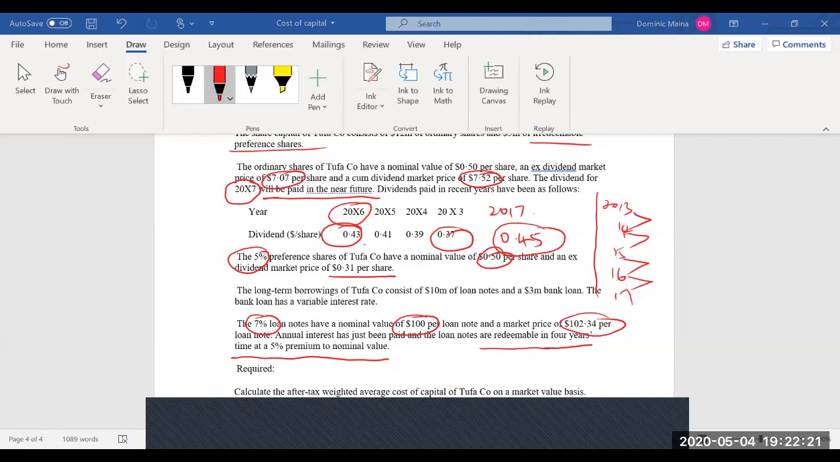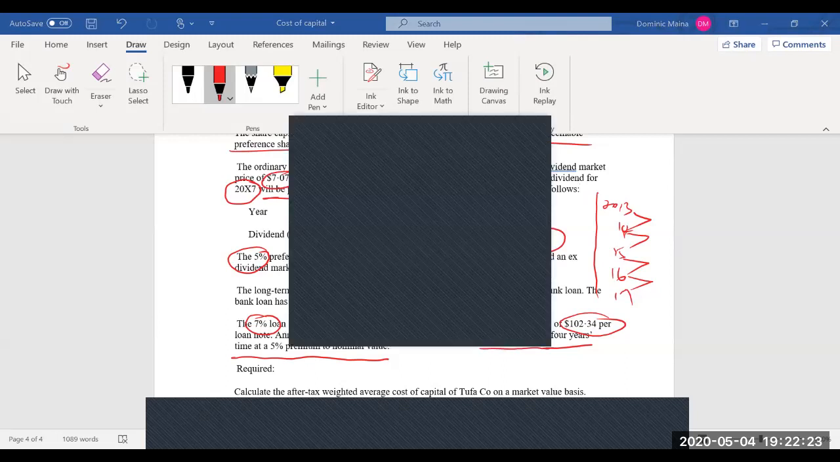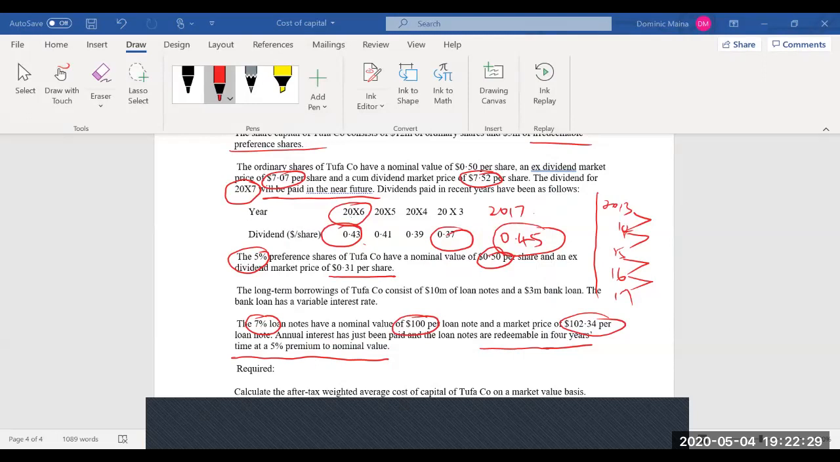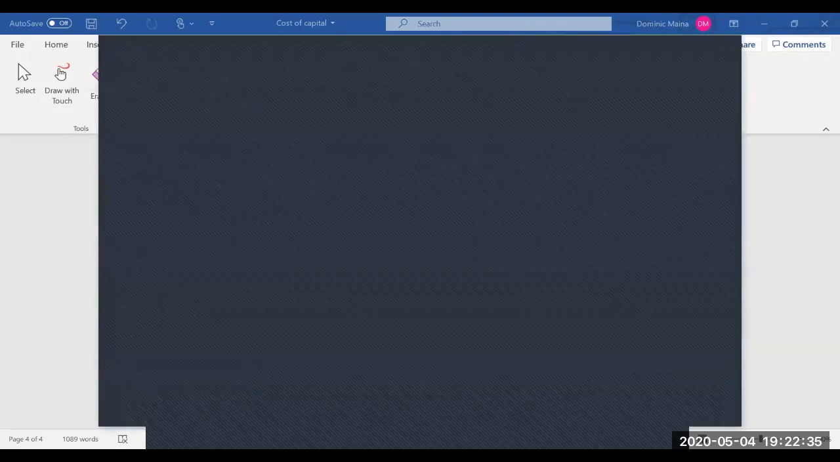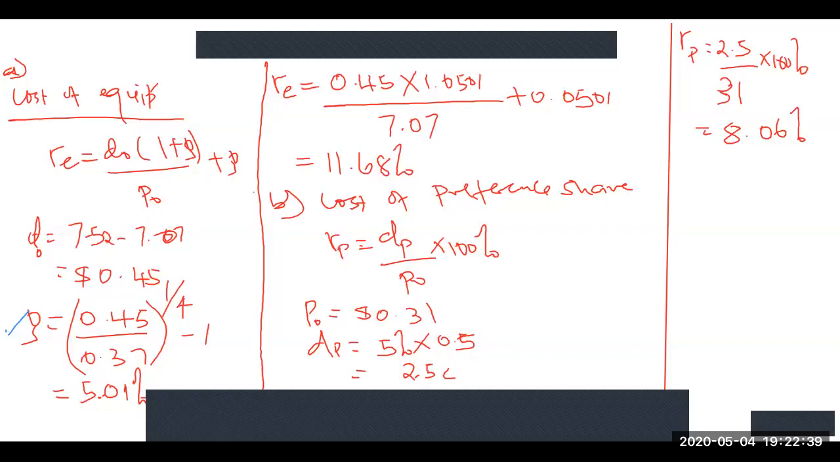There seem to be some other people here who have questions. We have Lois. On the cost of equity, is 0.45 D0 or D1?